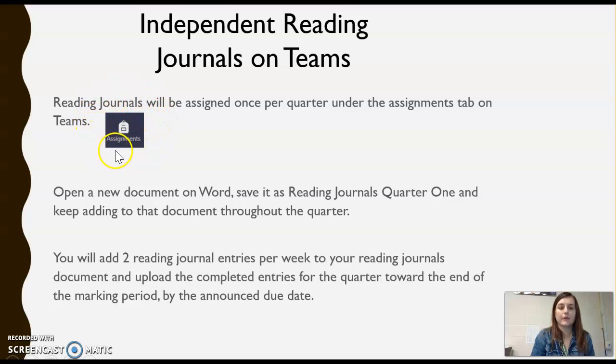Once you open the Assignments tab and click on the Reading Journals assignment, you'll be opening a new document on Microsoft Word, saving it as Reading Journals Quarter 1, and you will keep adding to that document throughout the quarter. You will be adding 2 reading journal entries per week to that reading journal document. At the end of the quarter, you will upload the completed entries for a grade by the end of the marking period. There will be a due date announced.